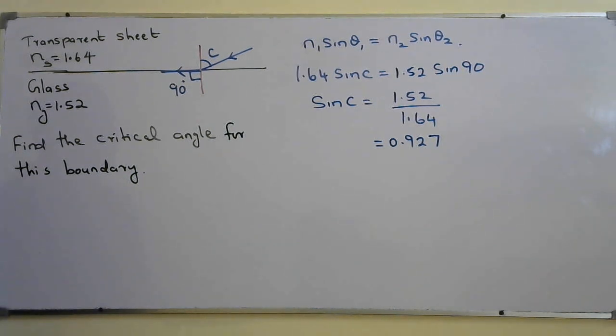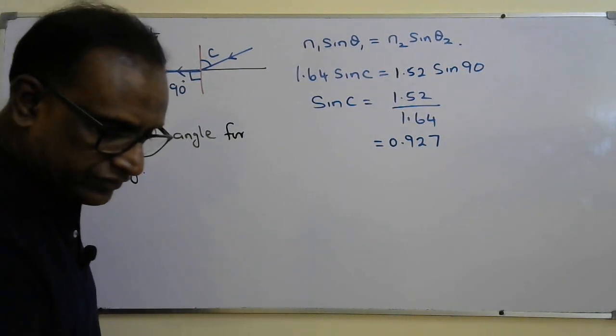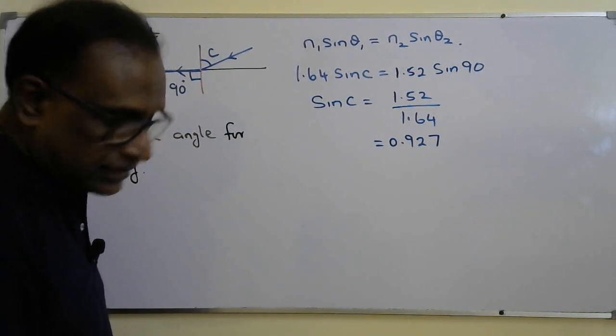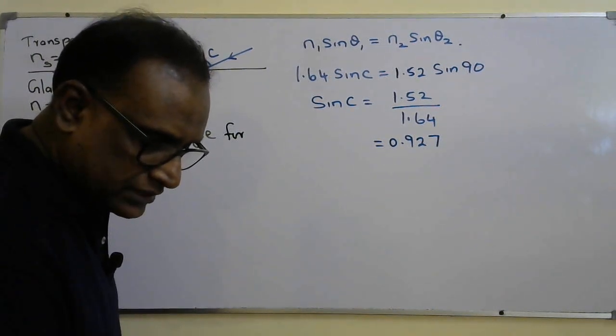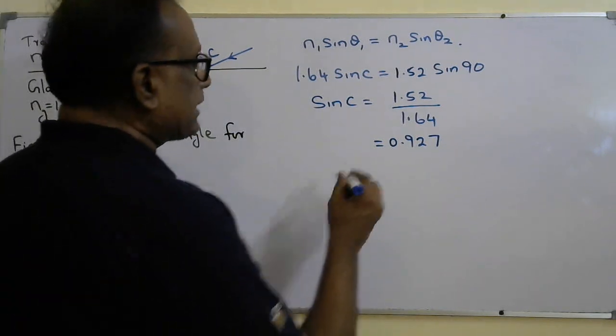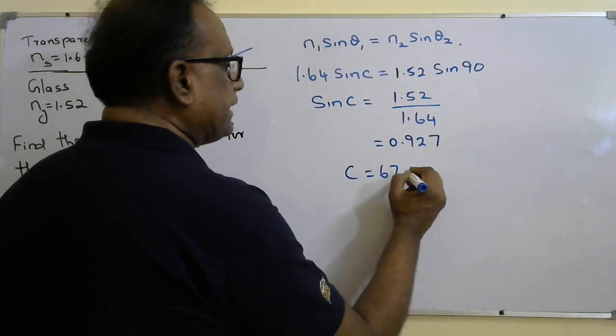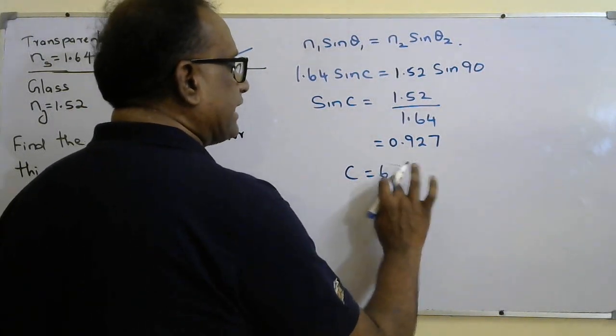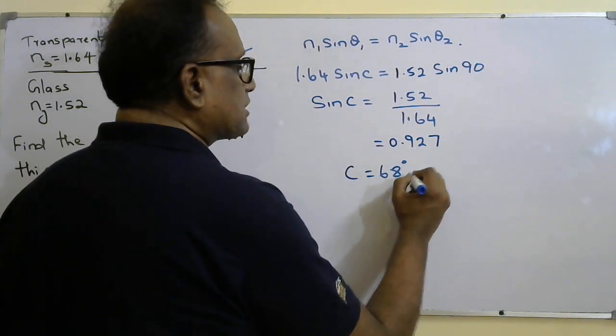So sin C equals 0.927. So the critical angle, sin C equals 0.927, that will be equal to 67.97 degrees. So C will be 67.97. So I can say 68 degrees approximately.